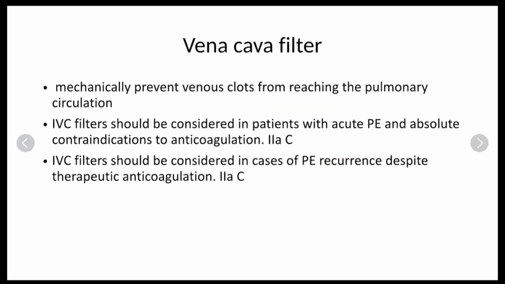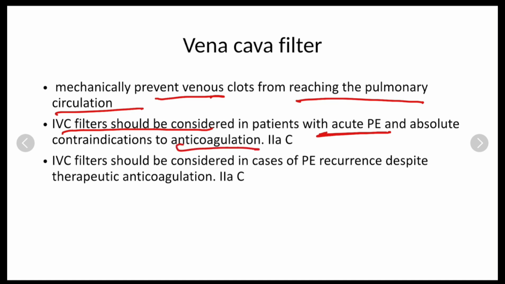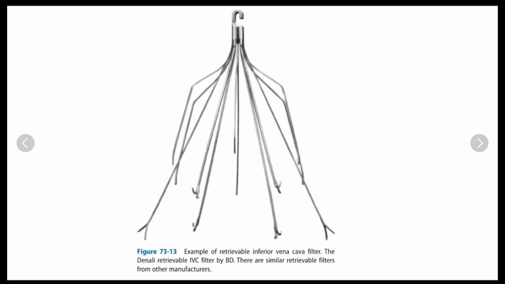Then come vena cava filters, which mechanically prevent venous clots from reaching the pulmonary circulation. An IVC filter should be considered in patients with acute pulmonary embolism and an absolute contraindication to anticoagulation. They are telling IVC filters should also be considered in case of pulmonary embolism recurrence despite therapeutic anticoagulation. So there are two conditions: either there is a contraindication to anticoagulation, or embolism is present despite therapeutic anticoagulation. In those cases we will use vena cava filters. This is an example of a retrievable inferior vena cava filter, the IVC filter.